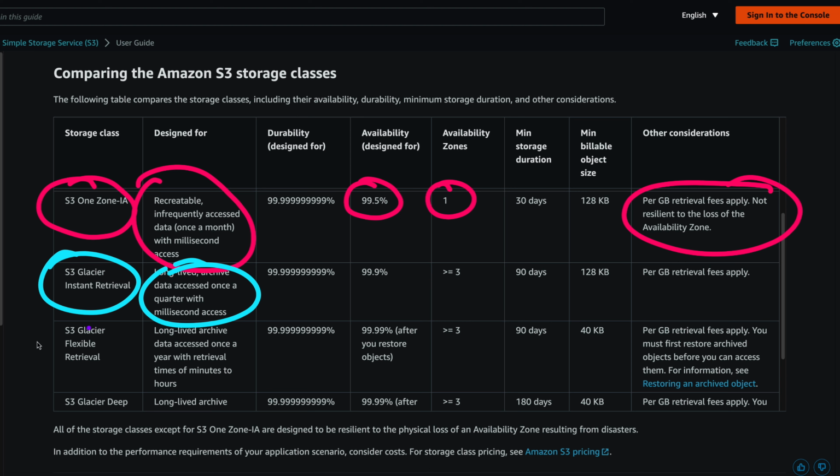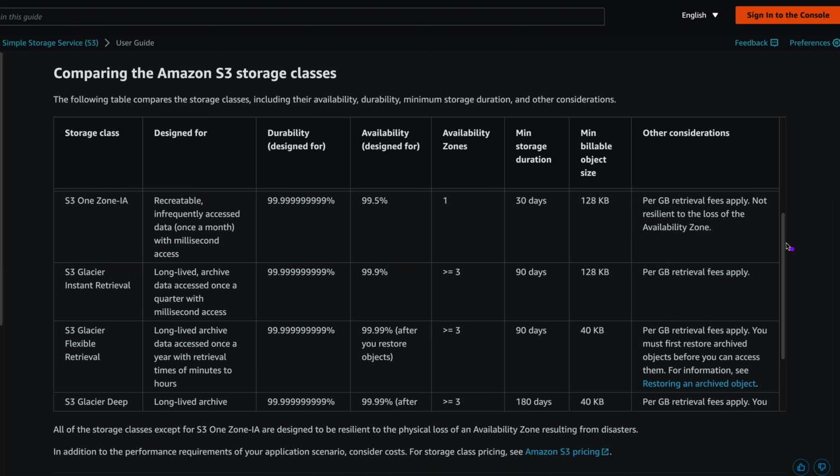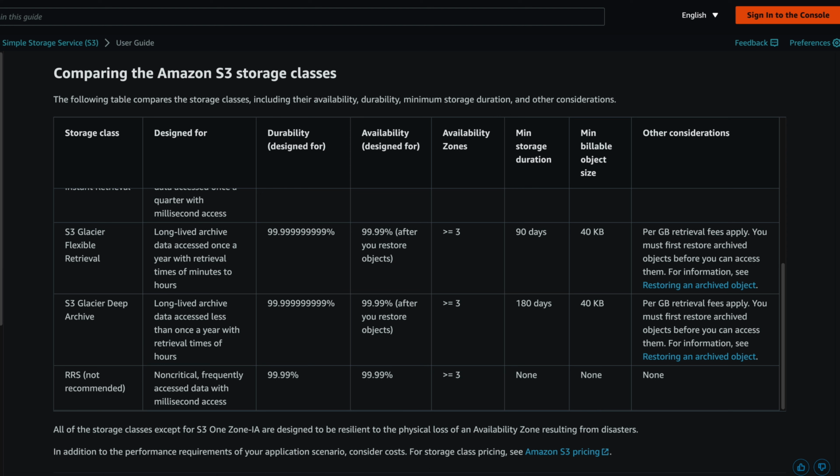Then we have the S3 Glacier Flexible Retrieval, again for objects that we may access once a year, and retrieval times of minutes to hours. I'm just going to clean this up here, and then we'll look at the remaining storage classes. Now, the last storage class here for S3 is the S3 Glacier Deep Archive.